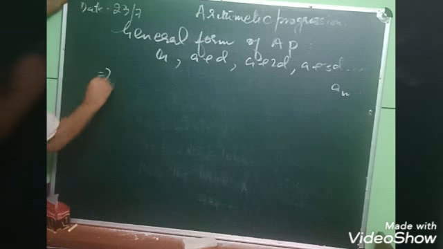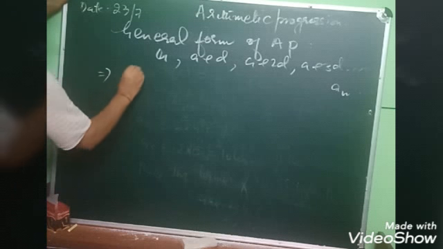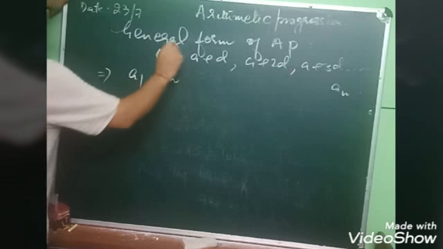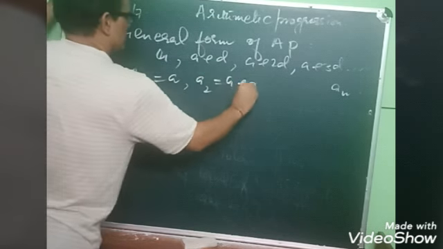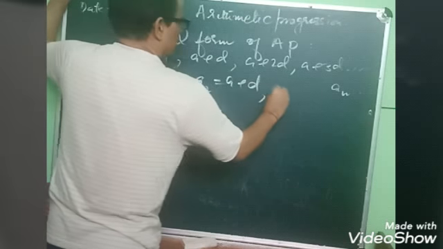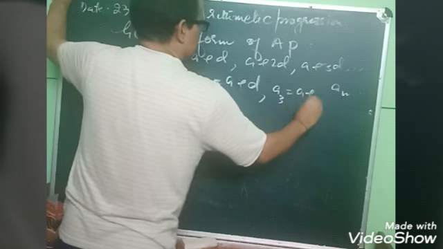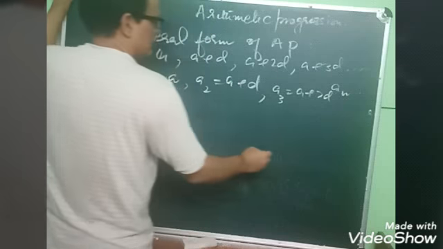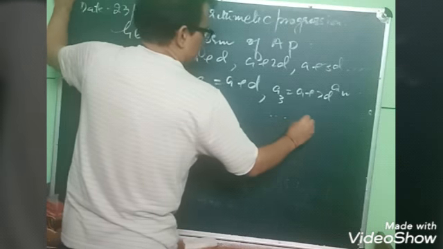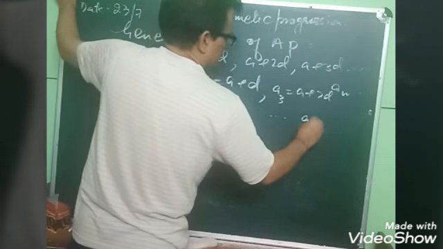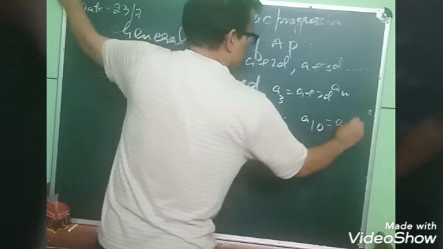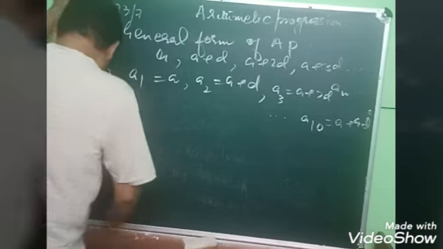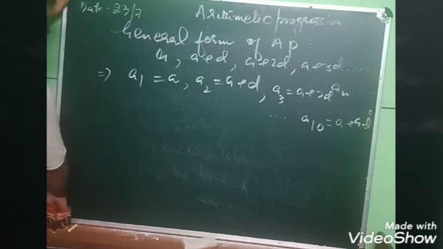So this implies the first term a1 is equal to a, the second term a2 is equal to a plus d, the third term a3 is equal to a plus 2d. Similarly, a10 can be equal to a plus 9d. Now, how are these obtained?